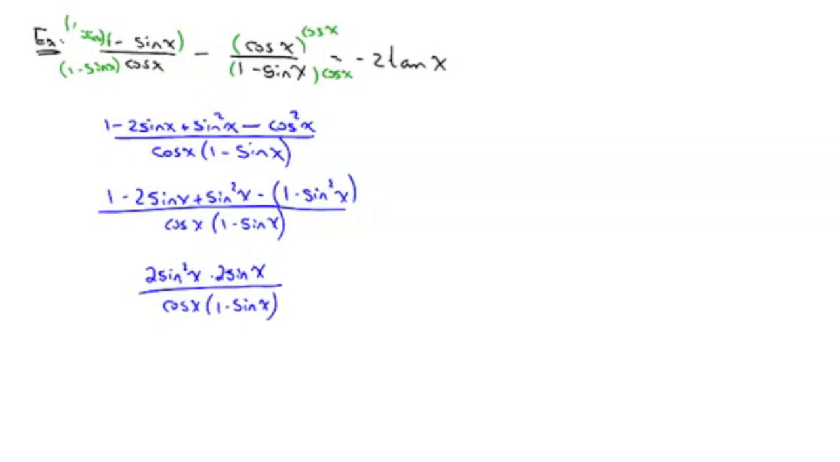Where that 2 came from, the 2 sine x, right? Well, you get the 1 minus 1, it goes away. Yeah. You get a positive sine squared here and a positive sine squared there. 2 sine squared. And then you have your minus 2 sine x. Okay.